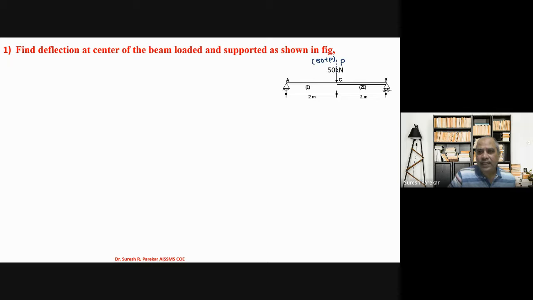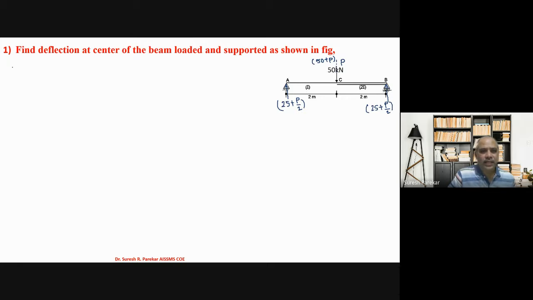And then as it is at center, we have the reactions. So we have this reaction 25 plus P by 2, and we have this reaction same as it is at center, so we have reaction same 25 plus P by 2.